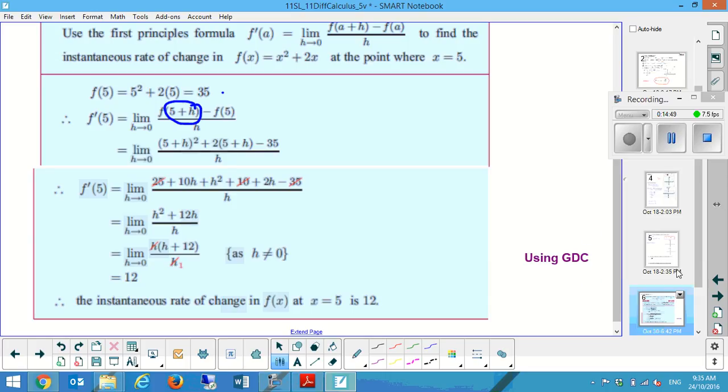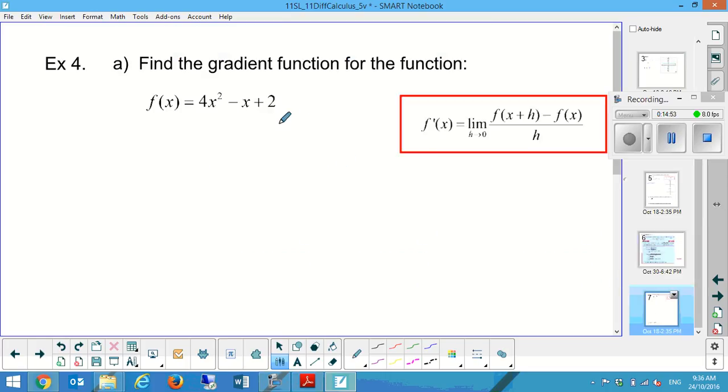So we'll have a look at using our calculators again, and then we'll have a look at this other example, which is even more complex, just to get your practice with it.